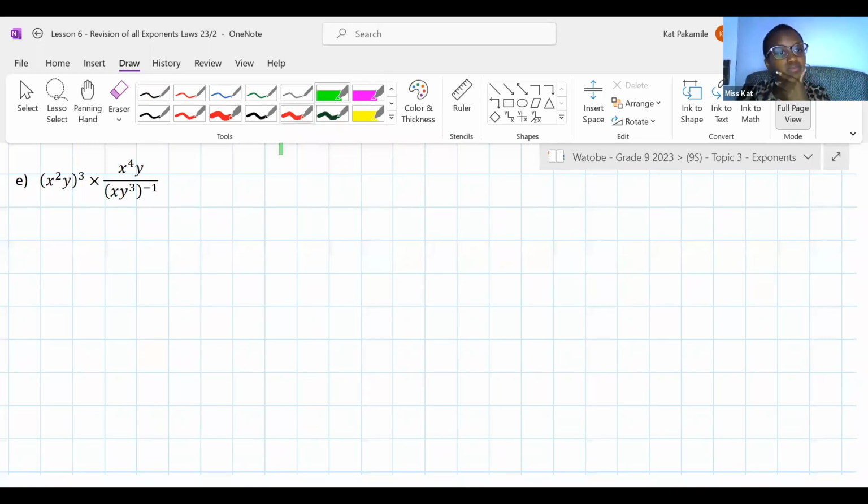Okay, so we are going to start on the left. So we are going to distribute the exponent 3. So it's going to be x to the power of 6 and y to the power of 3 over... okay, no, we can just leave it like that and do the other side.